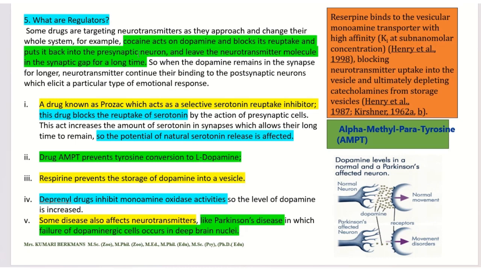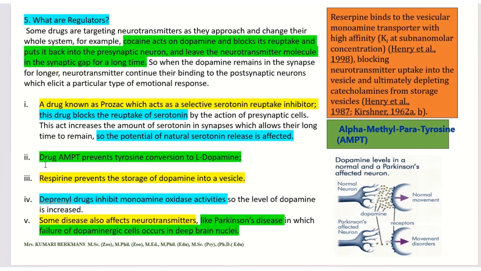These are important notes from different parts, so make a note of it. This is a very important question which comes in CSIR UGC NET. So Prozac acts on serotonin, cocaine acts on dopamine. And by the action on the presynaptic cells, this increases the amount of serotonin in the synapse, which allows it to remain for a long time. So the potential of the natural serotonin release will be affected.